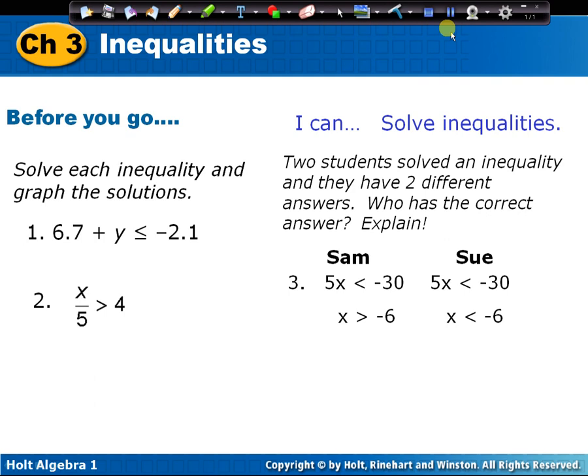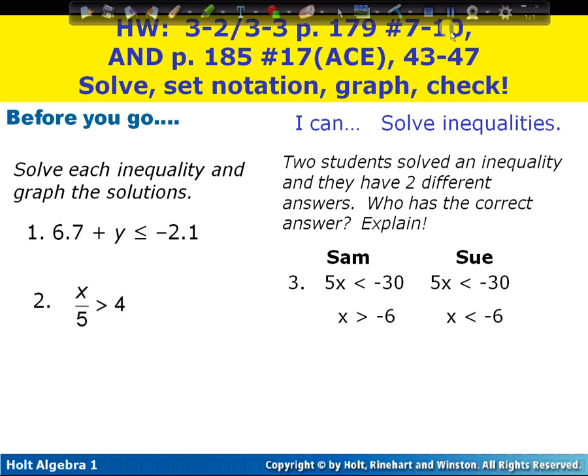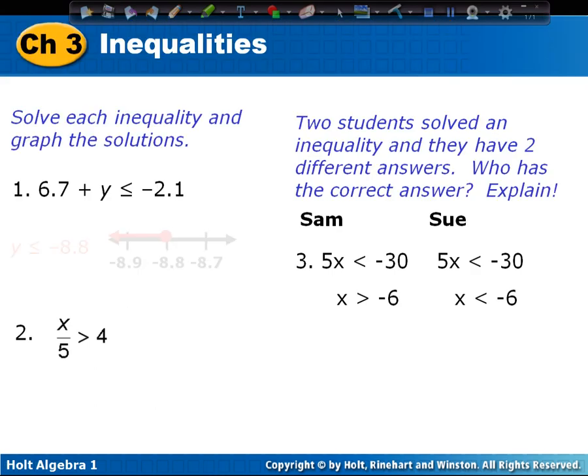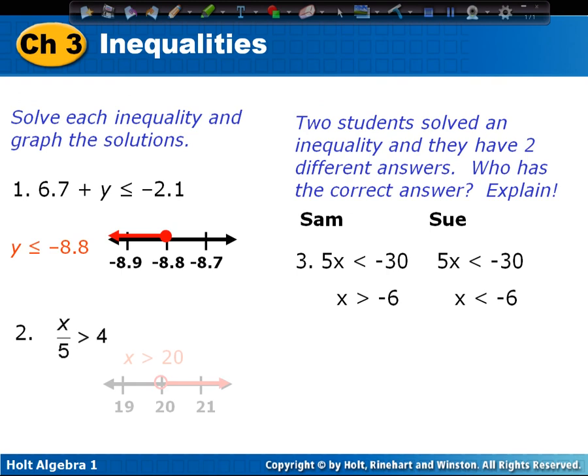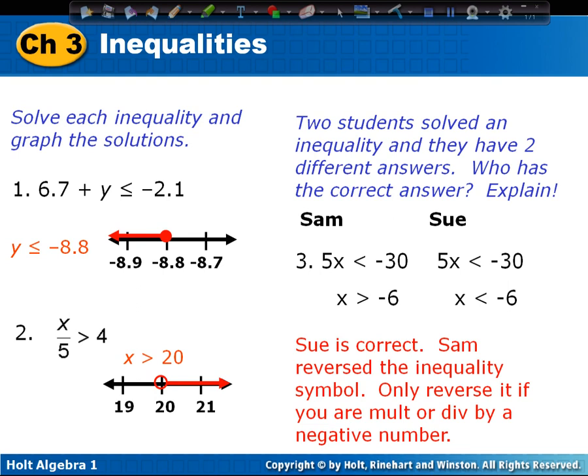Okay, hopefully you've paused the video and you've tried these 3 on your own. You can just ignore the homework thing at the top there. All right, go ahead and check these. On number 1, you should have gotten y is less than or equal to negative 8.8. Number 2, you should have gotten x is greater than 20. And your graph should look like this. You should also have it set and checked.